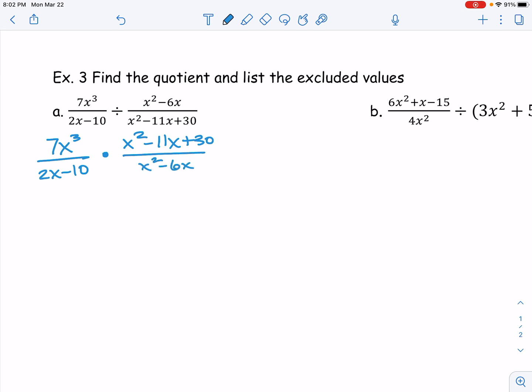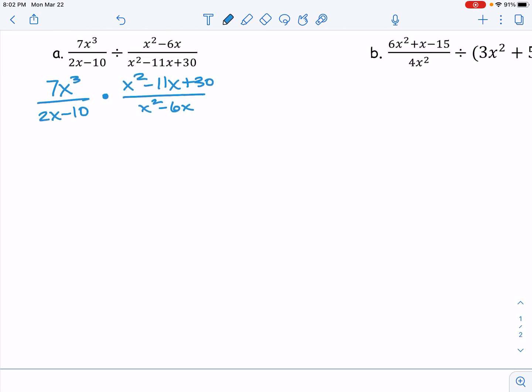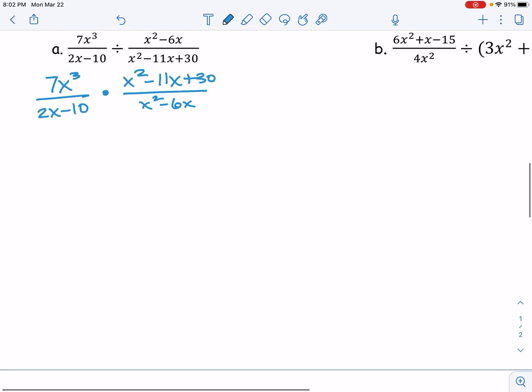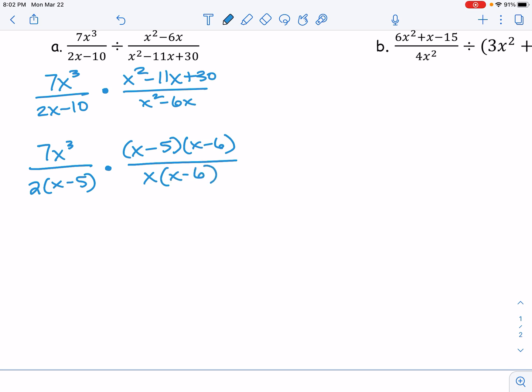Now I want to factor, cancel anything out, and then write my final answer with excluded values. So 7x cubed does not factor over 2 times x minus 5 times, I need factors of 30 that add up to negative 11. Oh, excuse me. So that's going to be 5 and 6. So a negative 5 and a negative 6 over x is the GCF, leaving me with x minus 6.